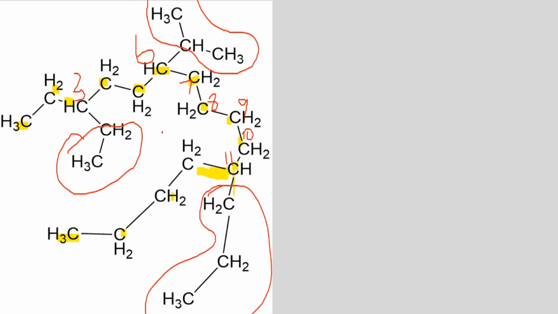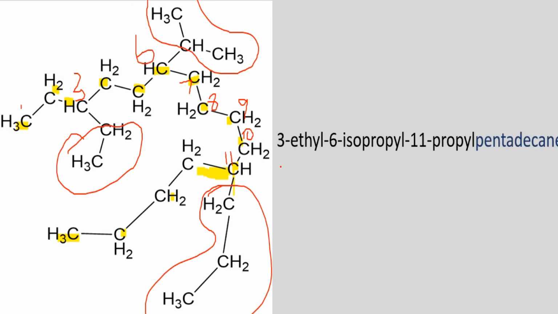So what will be its name? Its name would be 3-ethyl, 6-isopropyl, 11-propyl pentadecane. Why pentadecane? Because there are 15 carbons in the longest continuous chain. So you can see here there are 15 carbons, right? So its name would be 3-ethyl, 6-isopropyl, 11-propyl pentadecane.